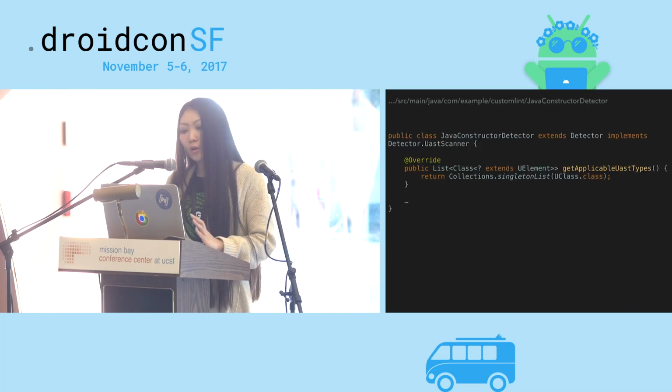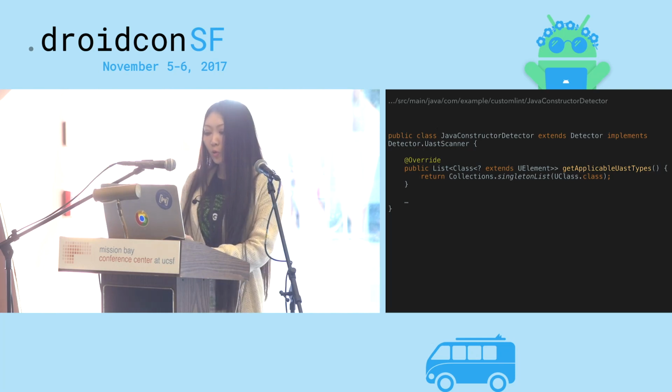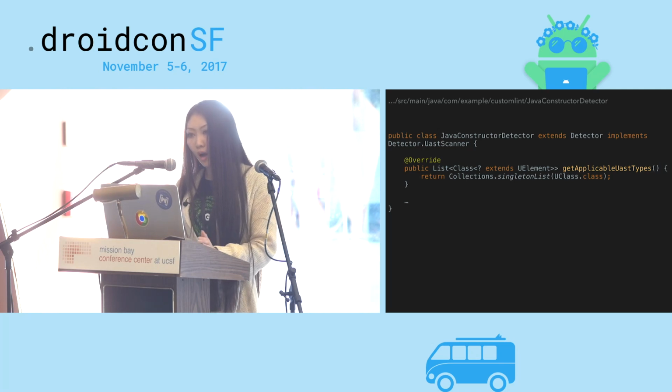Now let's go back to our Java constructor detector, and we need to override getApplicableUastTypes and return UClass, so that we can inspect its constructor.